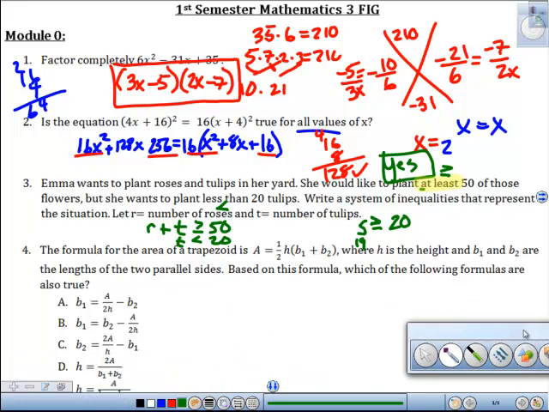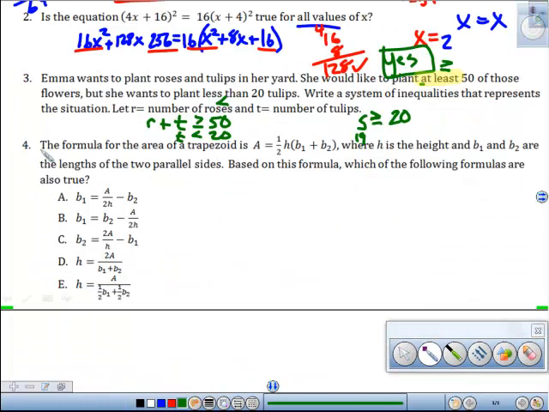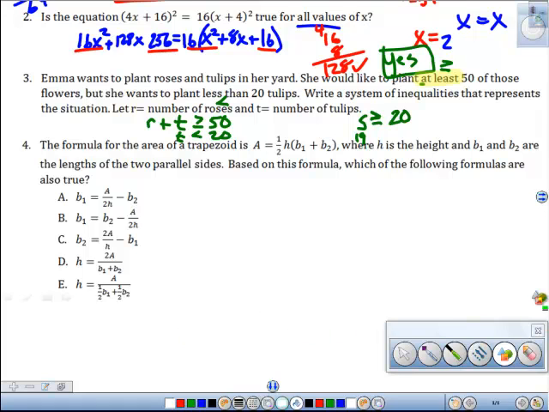Bam. Alrighty. Next one. It says the formula for a trapezoid where A is isolated is shown. So I think what this is wanting us to do here, I think I read it before, is that based on this formula, which of the following formulas are also true? Okay, so look over here on this side. The original formula, A is by itself. Over here, we have B sub 1 isolated. So let's see how we could isolate B sub 1.